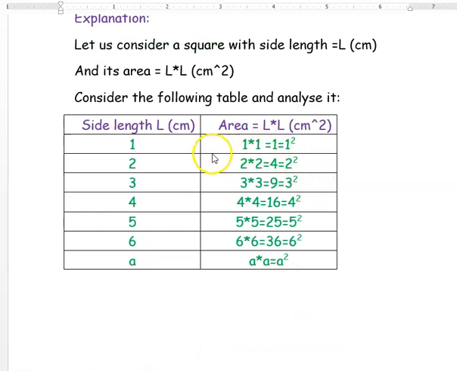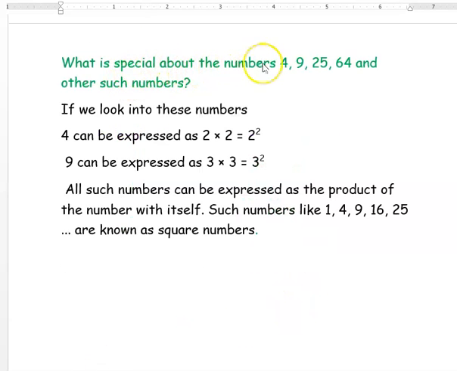If you multiply the given side lengths, that is natural numbers, you will get the areas 1, 4, 9, 16, 25, 36 and so on. What is special about the numbers 4, 9, 25, 64 and other such numbers? 4 can be expressed as 2 into 2, that is 2 squared. 9 can be expressed as 3 into 3, that is 3 squared. So all such numbers can be expressed as the product of a number with itself.